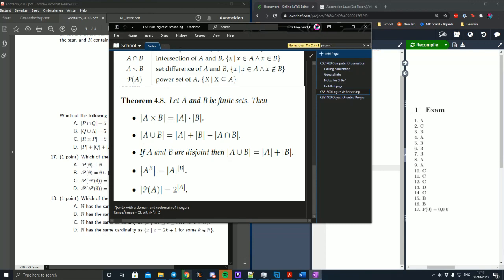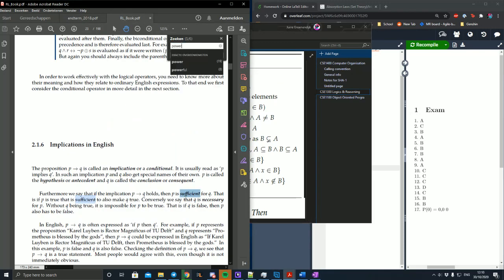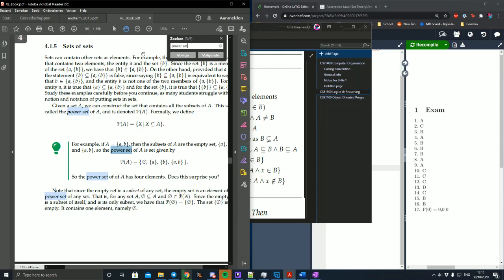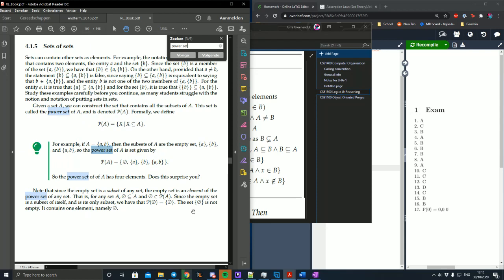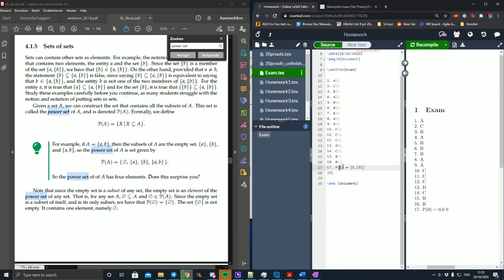I was about to say, why doesn't that work? Oh, I thought it said power low. The power set of the empty set is a set containing the empty set. The set containing the empty set is not empty, it contains one element, namely the empty set. Okay. I could have sworn I saw that somewhere, that it's an empty set and a set of an empty set.